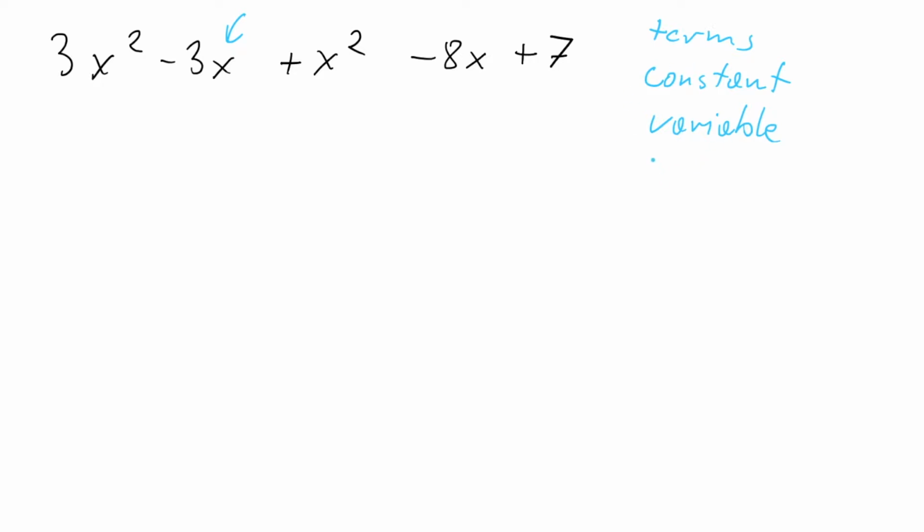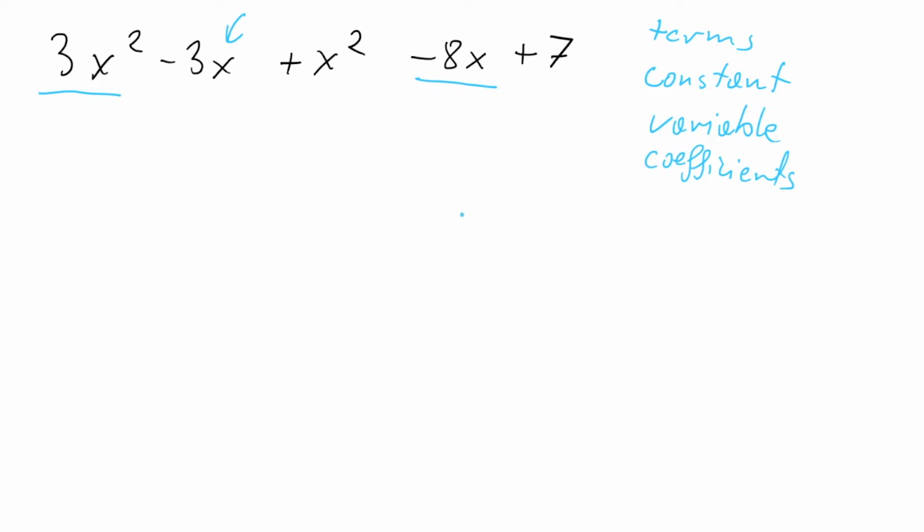We also have what's known as coefficients. Coefficients are numbers that tell us how many times a variable is multiplied. So if we look at this term over here, we have x squared as our variable, and the coefficient of x squared is the number 3. So 3 is the coefficient of x squared. On the other hand, we have a term of minus 8x. X is our variable, and minus 8 is the coefficient of this variable in this term.